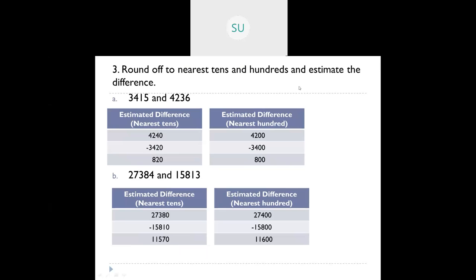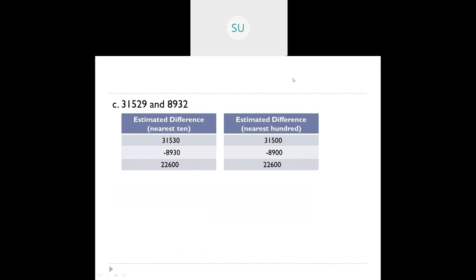Then estimating difference to the nearest hundreds. For that, we'll round off the numbers to the nearest hundreds. So 27,384, rounding it off to the nearest hundreds, you'll get 27,400. Okay, and 15,813, when you round it off to nearest hundreds, you'll get 15,800. So when you find the difference of both the numbers, you'll get the answer as 11,600. Okay, so nearest tens is 11,570 and estimated difference of nearest hundreds is 11,600.